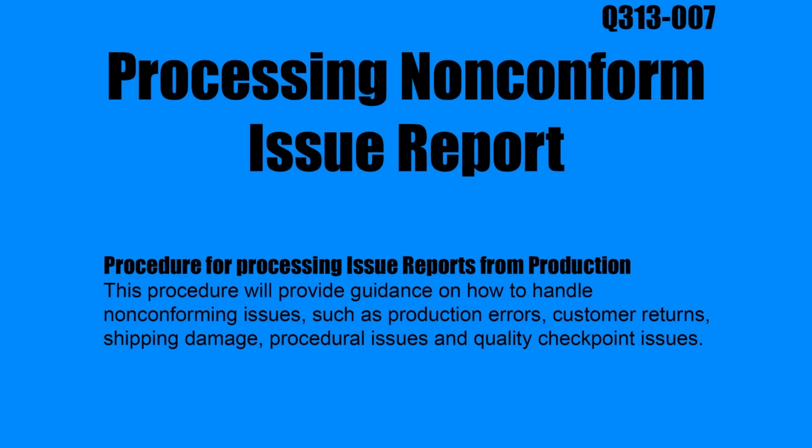This procedure will provide guidance on how to handle non-conform issues such as production errors, customer returns, shipping damage, procedural issues, and quality checkpoint issues. It is extremely important that every personnel member fills out an issue report form for whatever the situation might be. It might seem silly to fill out an issue report form for something as small as damaging some pop rivets, but these can create bigger issues, such as delaying production due to running out of pop rivets because issue reports were not filled out properly, causing inventory to become unbalanced.